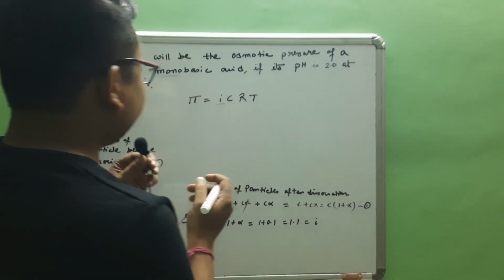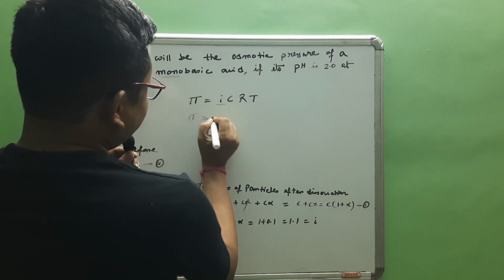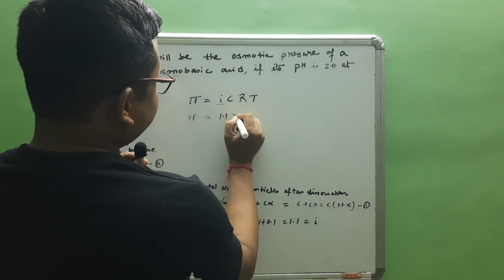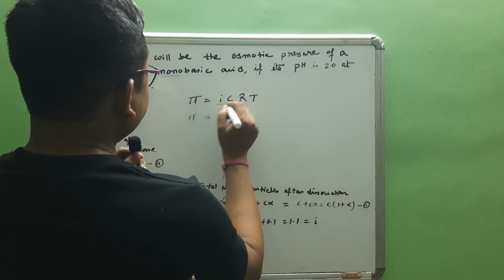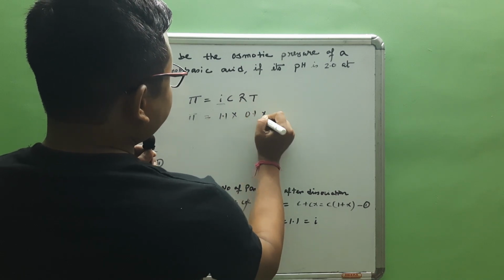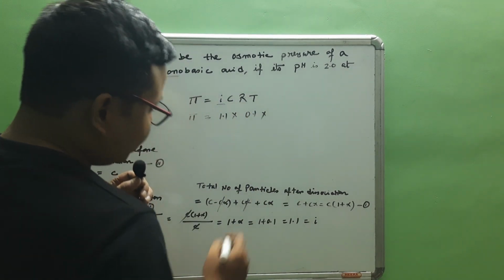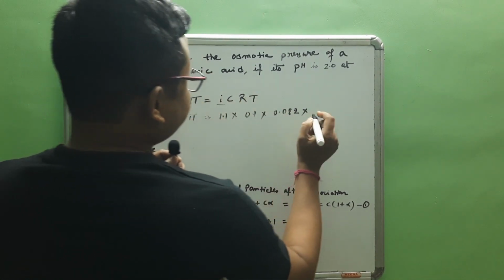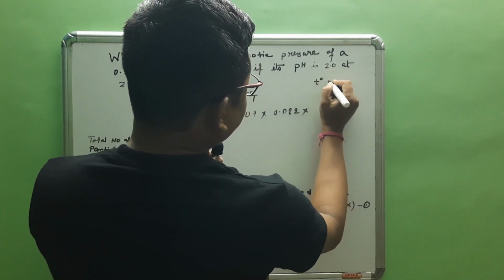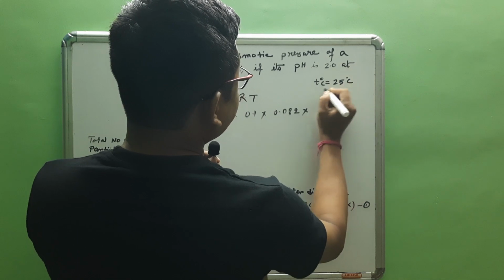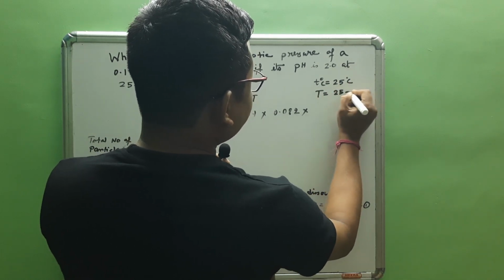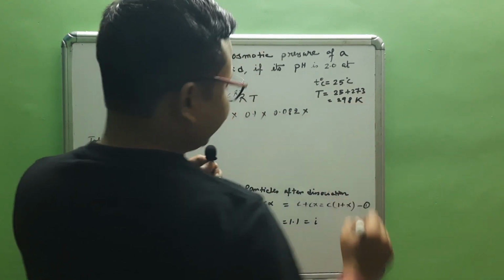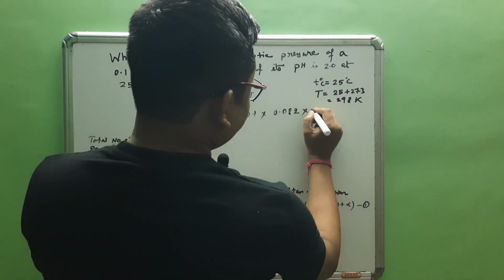So pi equals I into CRT. The value of I, the Van't Hoff factor, is 1.1, C is the concentration, 0.1, and R is the universal gas constant, 0.082. And what is T? T is the temperature in Kelvin. Here T is 25 degrees centigrade, so in Kelvin it is 25 plus 273, that is 298 Kelvin.